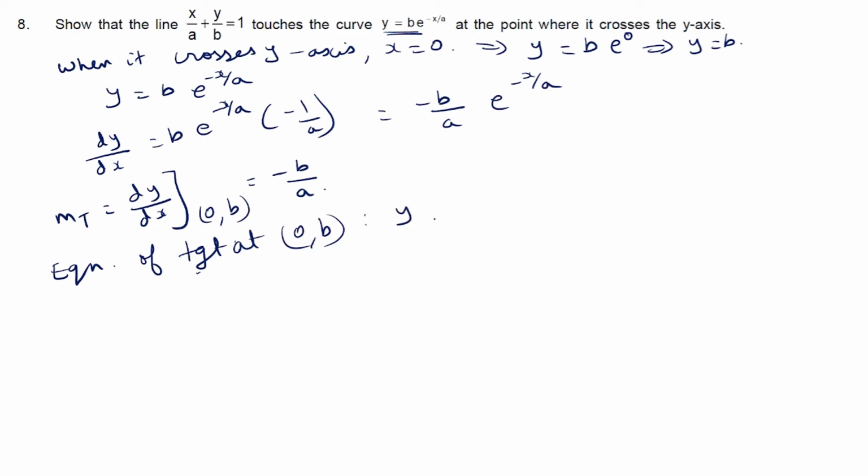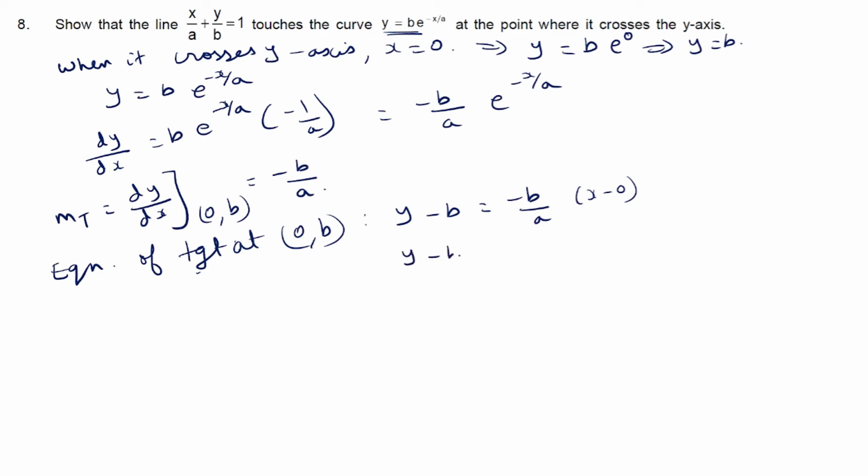It will be y minus b equal to, this is the slope of the tangent, minus b by a into x minus 0. Now we need to show that this line x by a plus y by b equal to 1 touches the curve at the point where it crosses the y-axis. So this is the line. If we simplify, we will get this line.